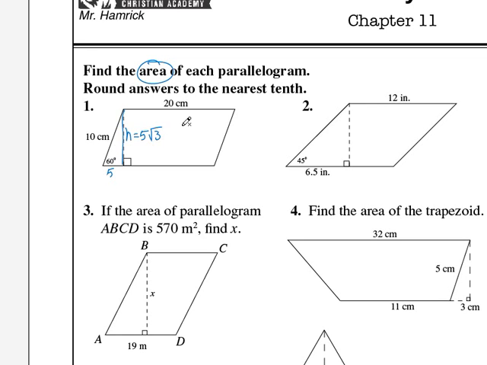All right, so now how do you find the area of this thing? It's the base times the height. So what is the base? 20. What's the height? 5 square root of 3. So really, if you wanted it, now this does say round it to the nearest tenth, so it's perfectly fine to put it into a calculator.